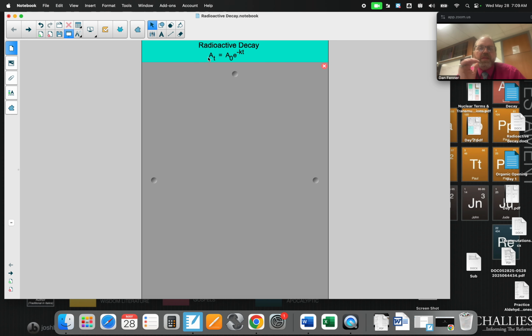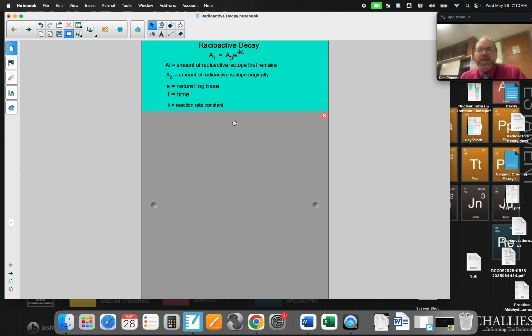A sub t, in other words, the amount that we have right now at the given time, is equal to A sub 0, how much I had at time 0 or originally, times e, the natural log base, 2.718, raised to the minus kt. Now, k is a constant and t is time. So A sub t is the amount that remains, A sub 0 is the original amount, e is the natural log base, which is the way that function works, and t is time.